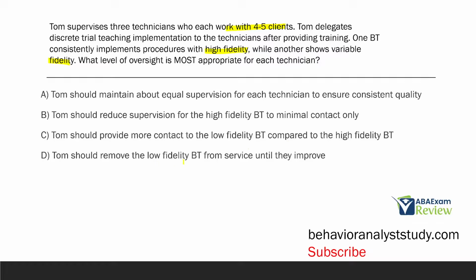D, Tom should remove the low fidelity BT from service until they improve. No, it's our job as the BCBA to get them to improve in practice. So what this is showing is, just like with clients, you need to be flexible and organic and always adjusting to the needs of your technicians. Okay, treat technicians like you would a client. You want to provide the best service, best training possible to them, and in turn, they're going to give the best services to our clients and produce the best outcomes from there.